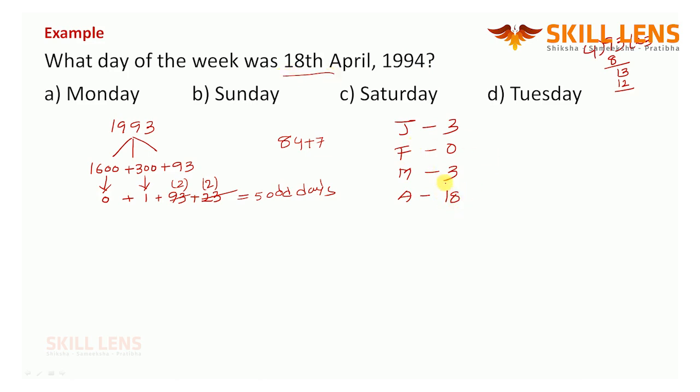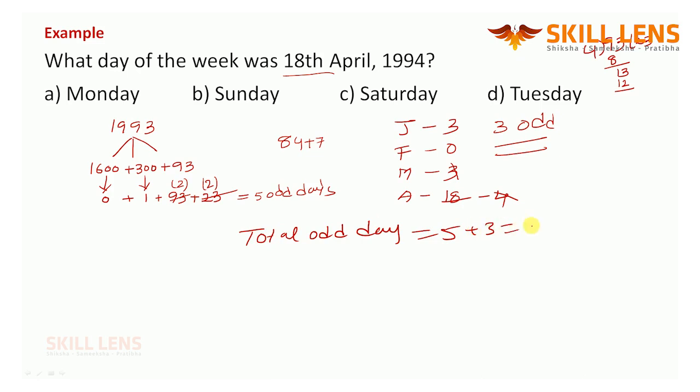In April, which day do you want? 18th. Previously, what we did was add everything and divide by 7. But I know 14 is a multiple of 7. So I strike it out and write 4 here. 3 plus 4 is 7. Finally, I can say there are only 3 odd days. So the total odd days are 5 plus 3, which is 8 days. When you divide 8 by 7, you are left with 1. So 1 means which day? Monday. That's it, guys.